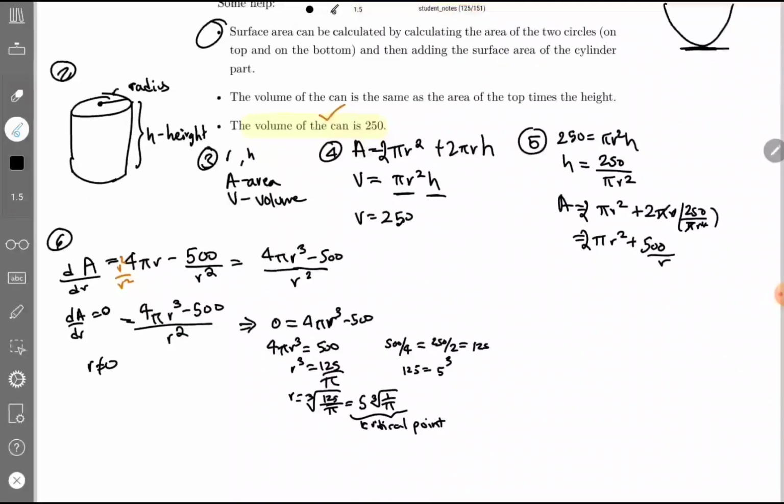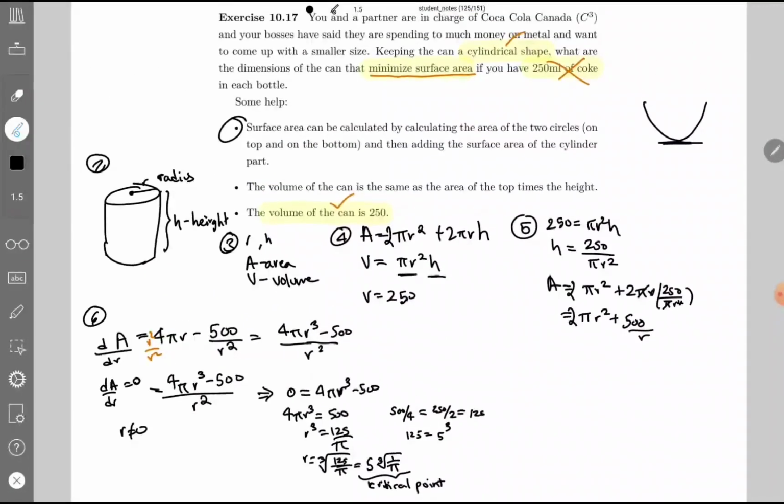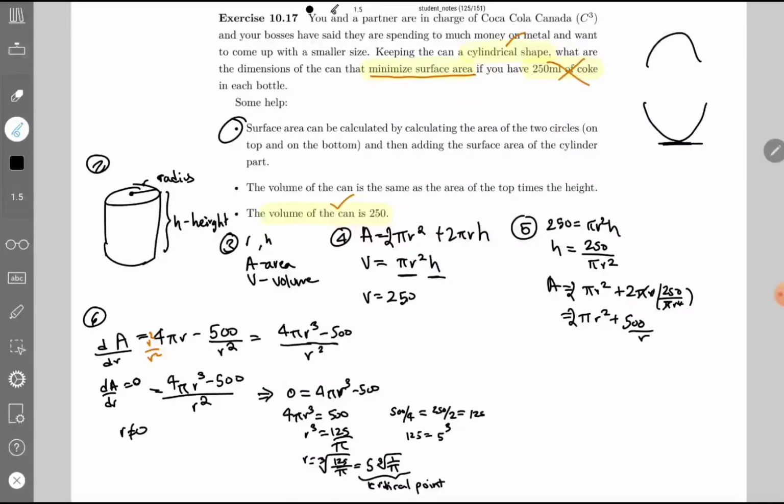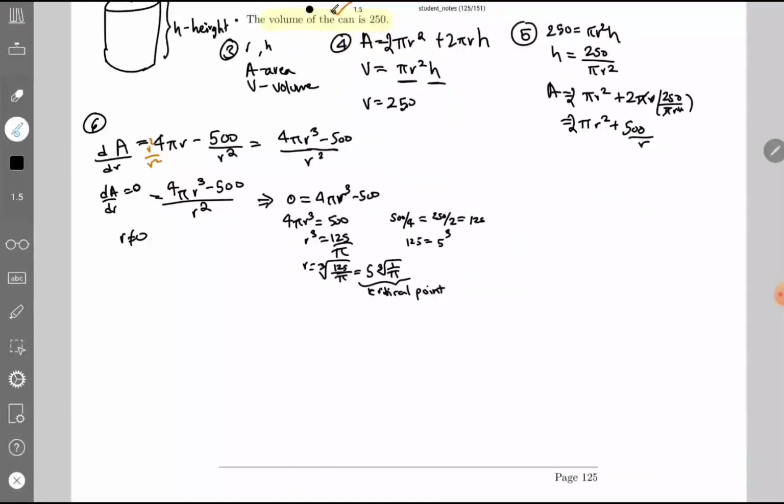But we also want to see when we have something that's concave up, because it doesn't matter if it's a critical point if we're maximizing. If it's concave down and a critical point, we're maximizing. We don't want to maximize, so it needs to be concave up. So let's look at the second derivative.